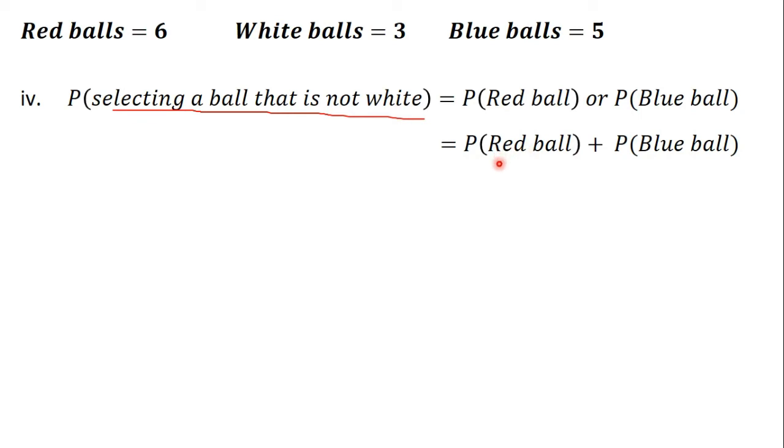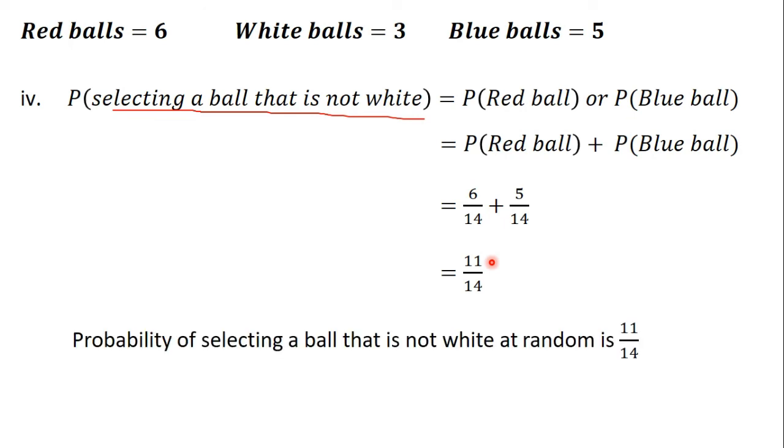What is the probability of selecting a red ball? It's the total number of red balls, which is 6, divided by the total number of balls, which is 14. So we have plus here. Probability of selecting a blue ball is the number of blue balls, which is 5, divided by the total number of balls, which is 14. So the probability of selecting a ball that is not white is equal to 6 divided by 14 plus 5 divided by 14. And this will give us 11 divided by 14. So we can say that probability of selecting a ball that is not white at random is 11 divided by 14.